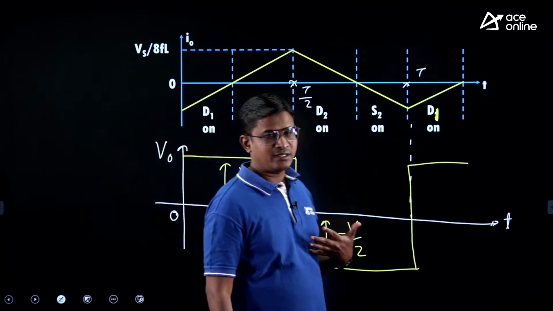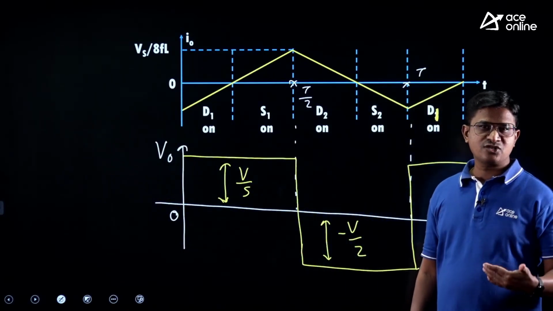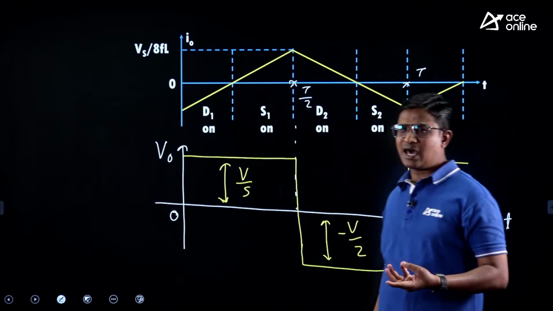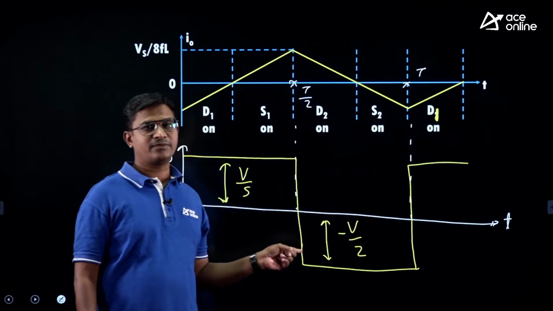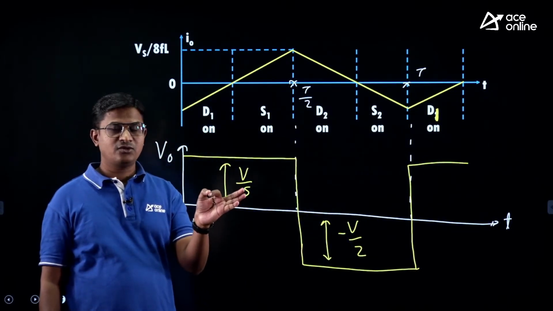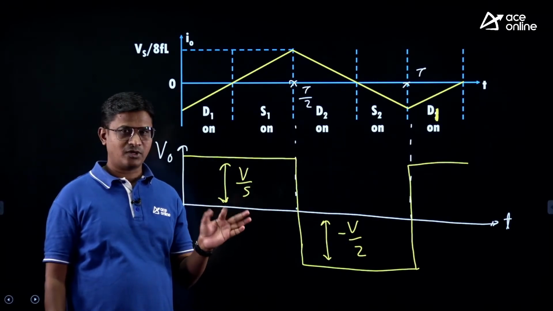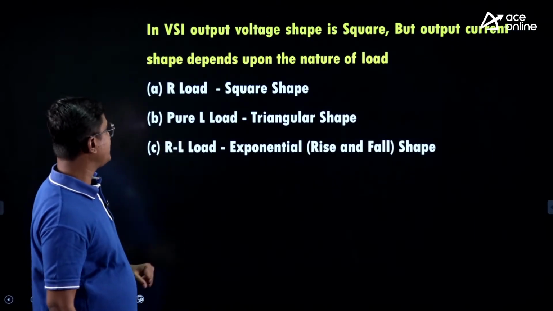So that's why in a voltage source inverter, your load current depends on the nature of the load. But for R load, L load, RL load, what is the load voltage? Load voltage is a square function. Therefore, load voltage in a voltage source inverter is independent of the nature of the load. All right? So these are the important points.